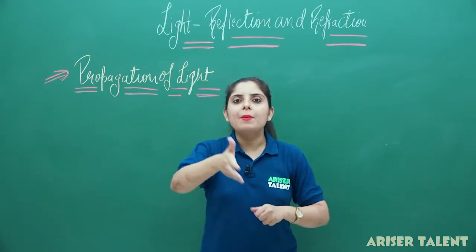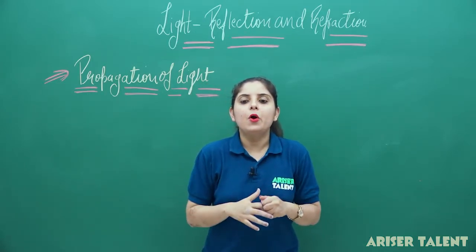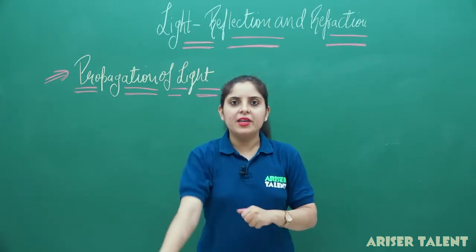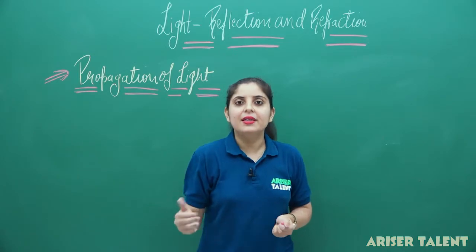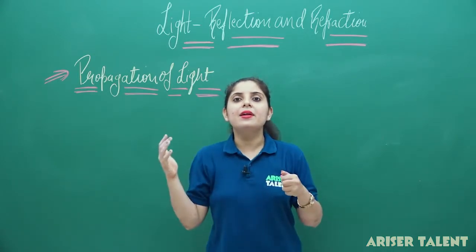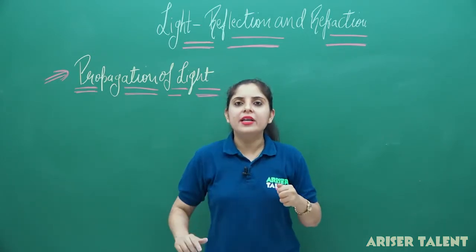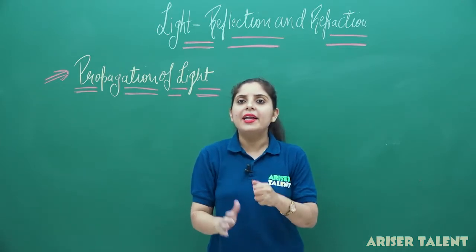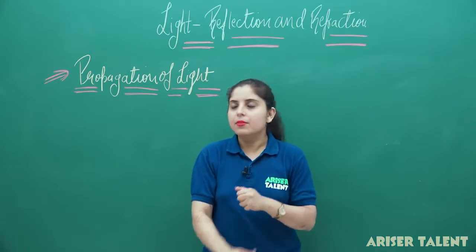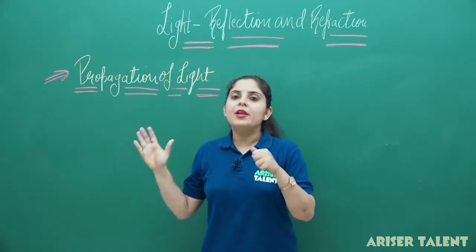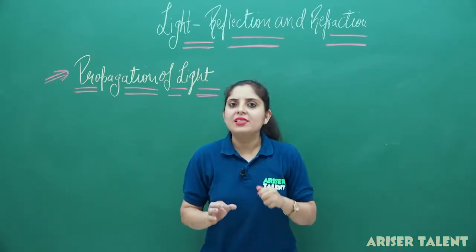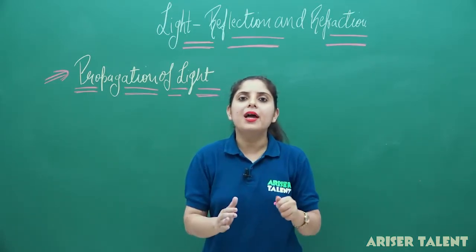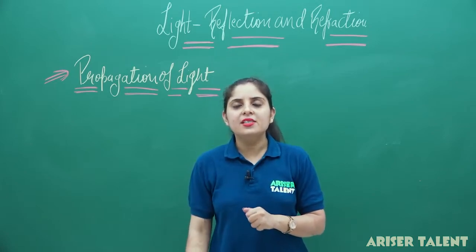Suppose I am going on a straight path, and if any vehicle, any car, any bike comes in my way, what will I do? I will just divert my path. Similarly, light always travels in a straight line, but if any obstacle or object comes in the path of the light, it is going to change its path. It only deviates from one medium to another when there is any object in its path.